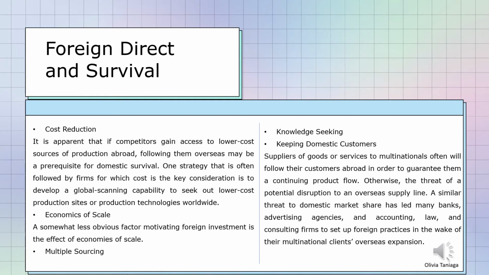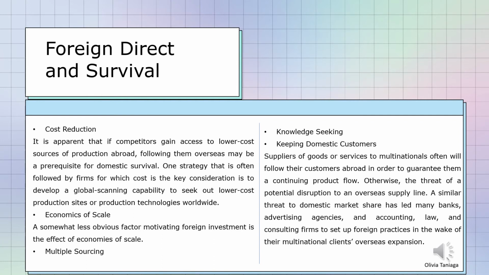The second one is economies of scale. A somewhat less obvious factor motivating foreign investment is the effect of economies of scale. The third one is multiple sourcing. The fourth is knowledge seeking. And the last is keeping domestic customers.